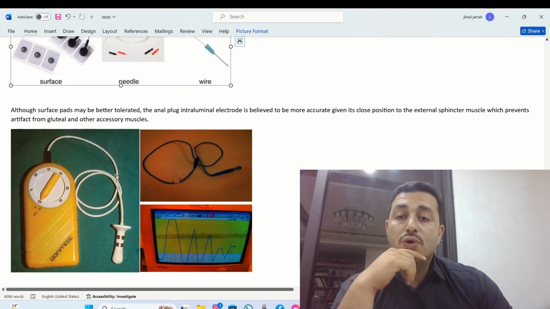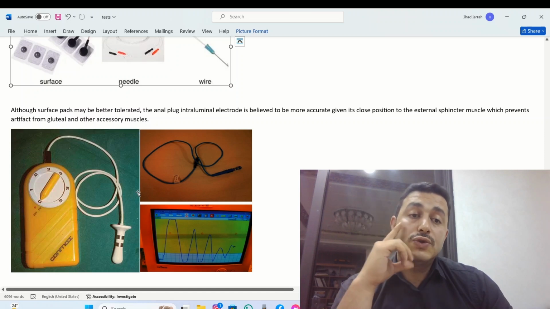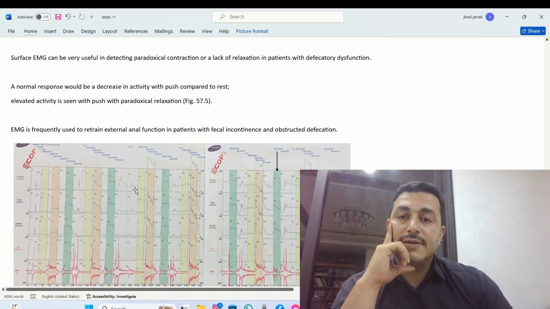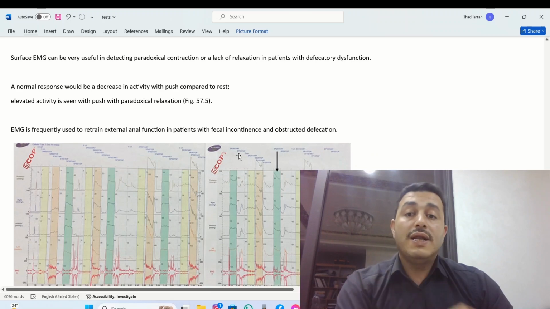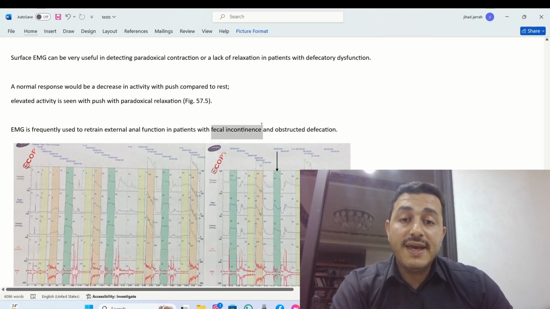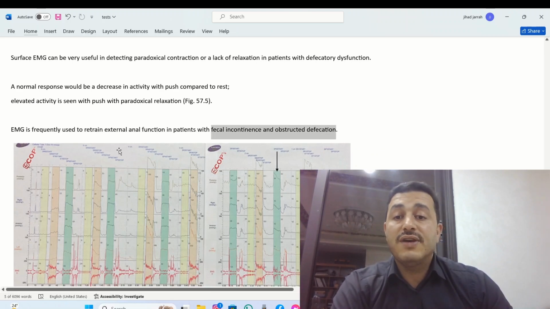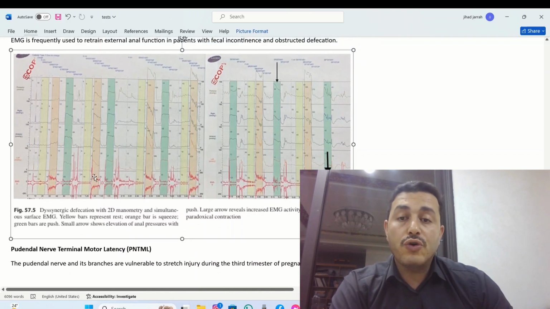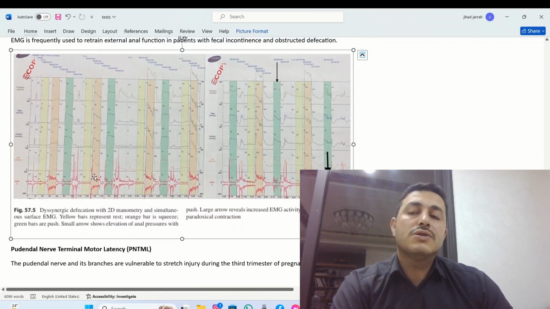And we have what we call the anal plug intraluminal electrode. Of course, as here, we insert it in the anus close to the external anal sphincter. We said that this will help us in the workup of fecal incontinence and obstructed defecation. This is how EMG of the pelvic floor or the external anal sphincter looks like.